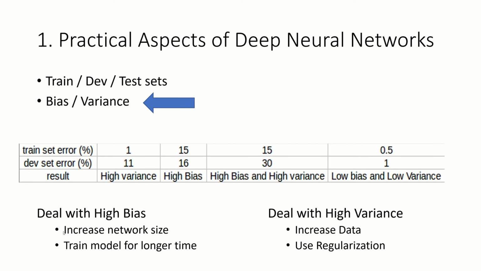Something you can do is increase your network size. You have high bias, as shown by the table up here, if you have a high training set error. That means you have high bias: increase your network size, or train your model for a longer time.